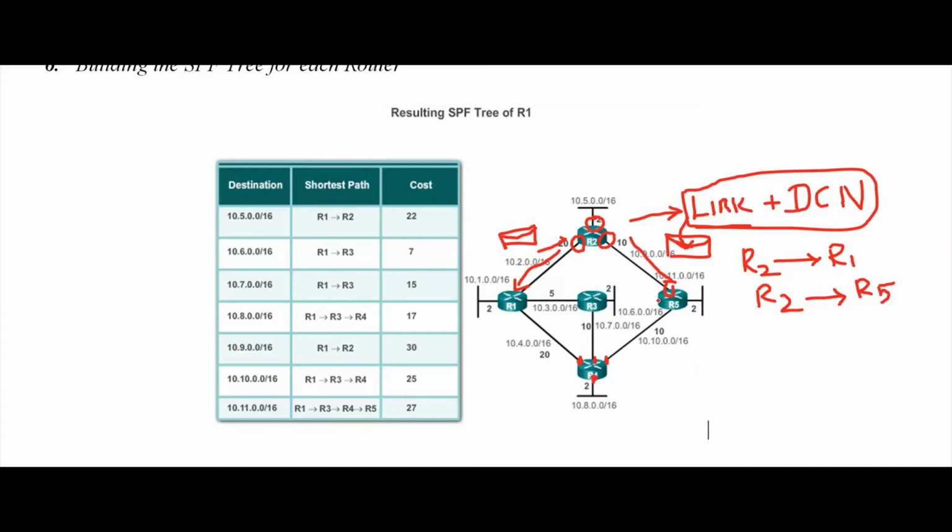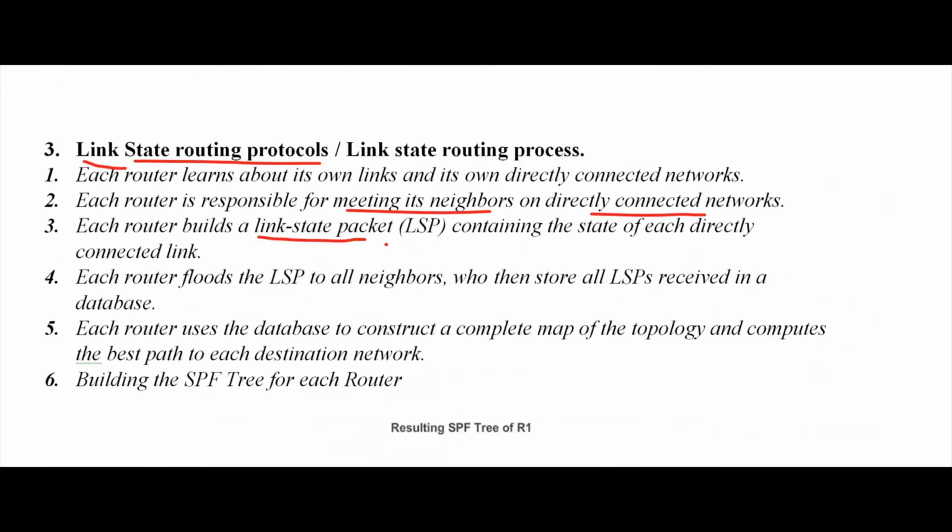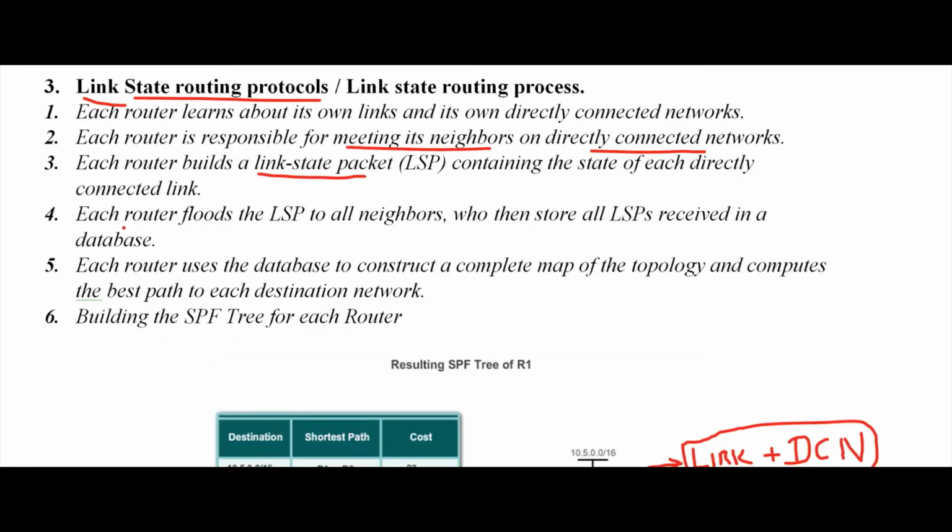This is going to be the third step. So step number 3, a link state packet will be created, containing the state of each directly connected network. This is step number 3. Then step number 4, you can see each router floods the LSP to all the neighbors, who then store all LSPs received in a database.